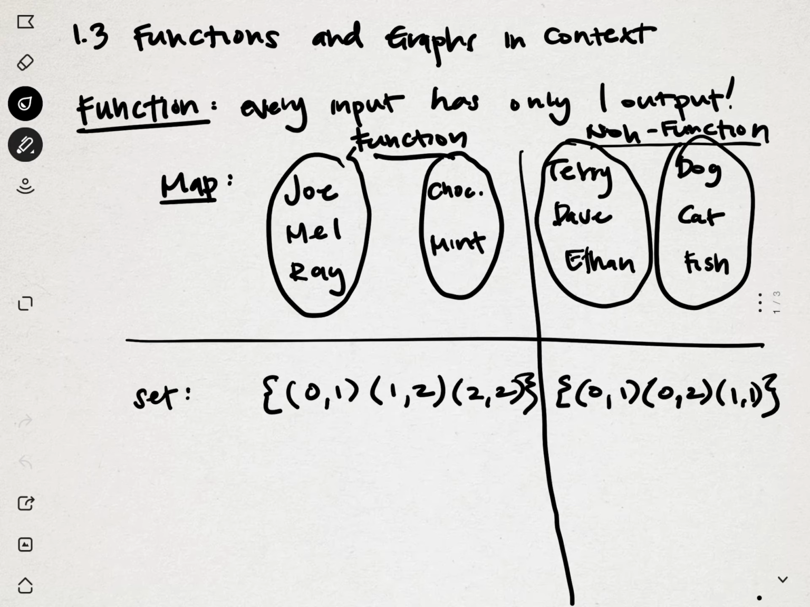So for functions, what we're looking at is that every input has only one output. There's a few ways we're going to look at it. We're going to look at a mapping, we're going to look at a set, and we're going to look at a graph and determine if we have a function or not a function. I separated it into two columns. The left-hand column will be all the functions and the right-hand column will be all the non-functions. So again, for a relation to be a function, every input has only one output.